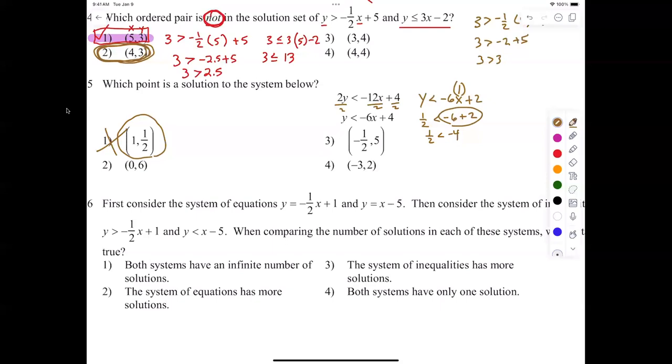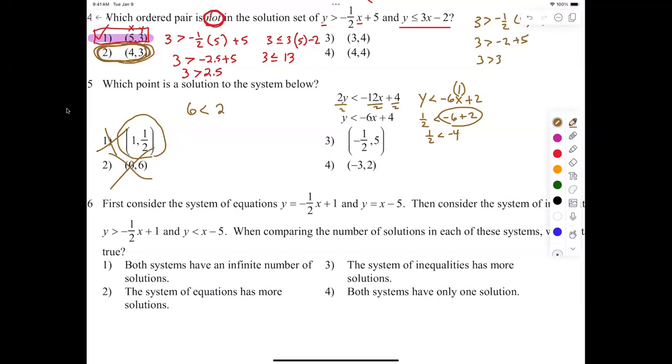Now I'm going to plug number 2 in. What's the X value? 0. What's the Y value? 6. So now 6 is less than, what's negative 6 times 0? 0. 0 plus 2, is 6 less than 2? No. So I'm crossing out number 2.